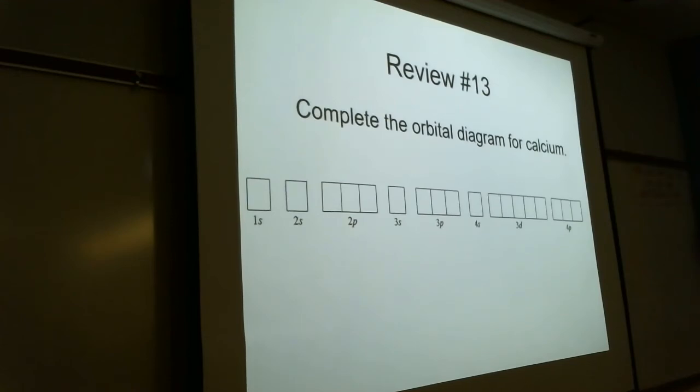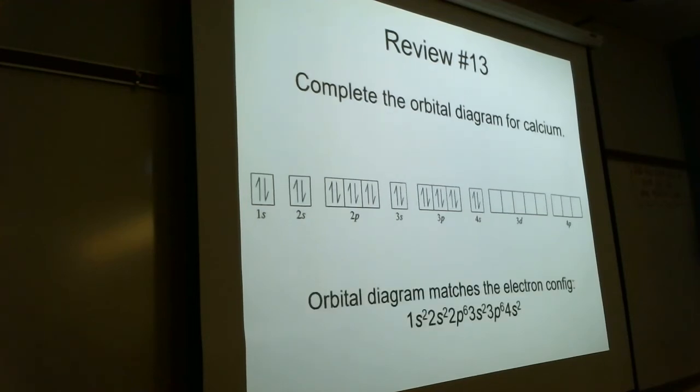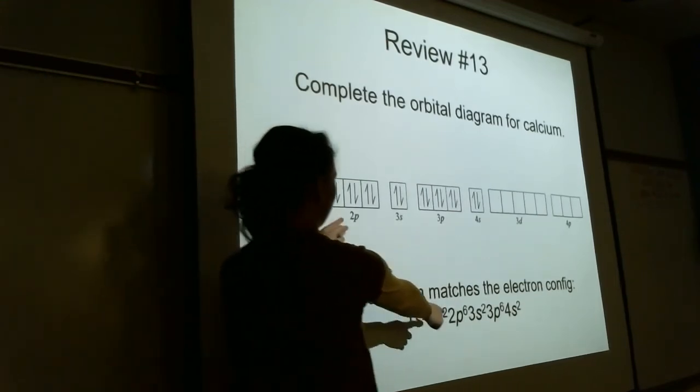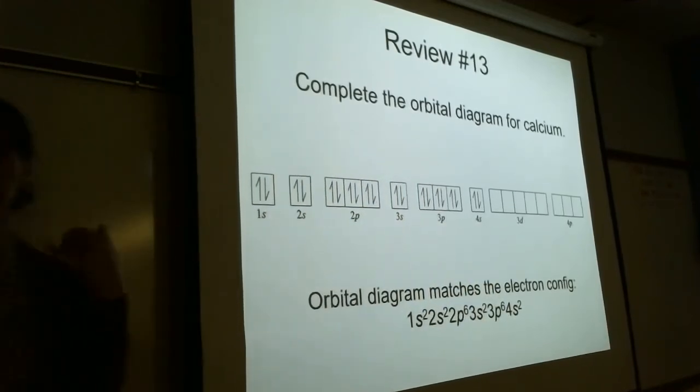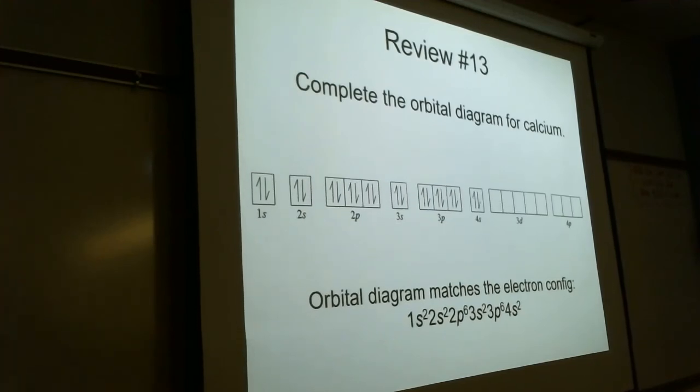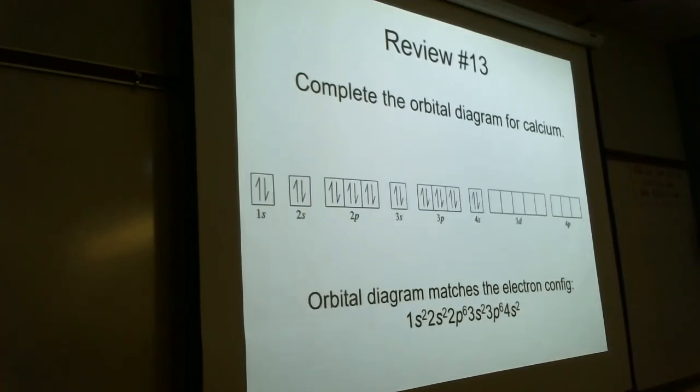How many electrons are in calcium? 20, right, 20. So you just start going at where? Do you start at 1s or 4p? 1s, right? And then how many electrons can go in each box? 2, right? One going up, one going down. Those are the opposite spins. And then your orbital diagram should match the electron configuration, which it does. 1s2, 2s2, 2p6, 3s2, 3p6, 4s2. The other boxes are just extra, right? Nothing goes in them. Questions on this one?